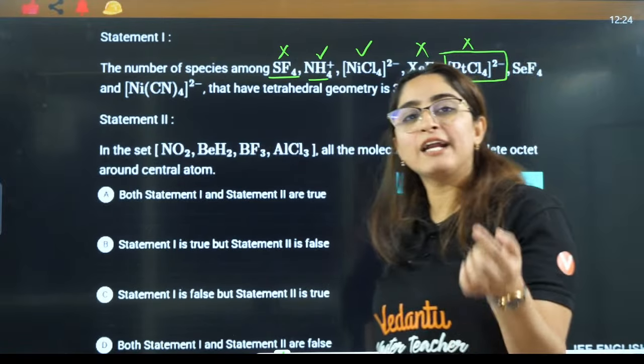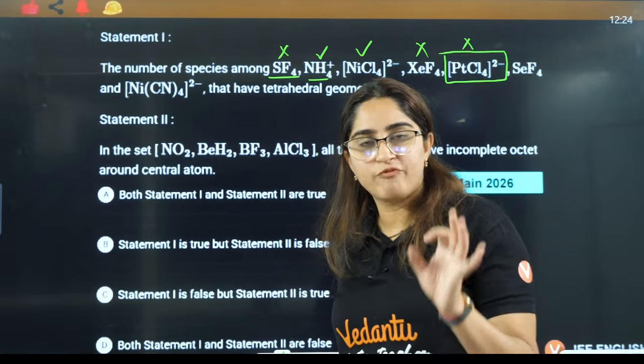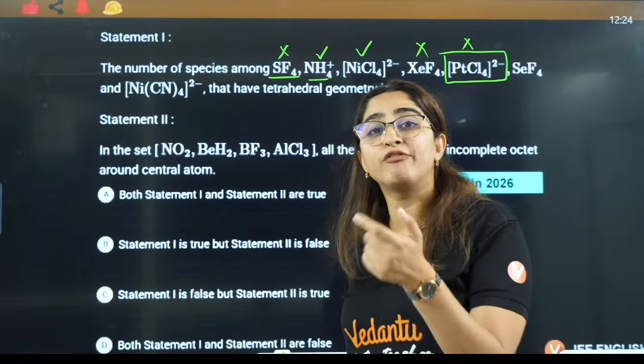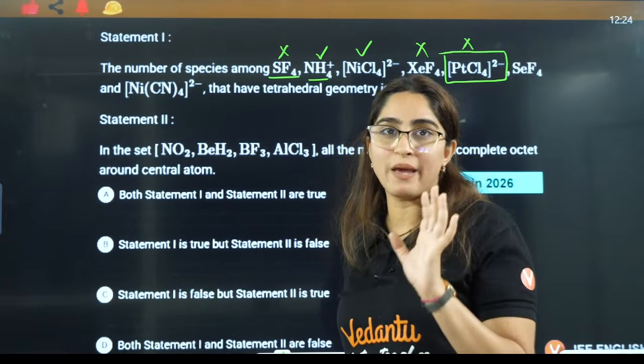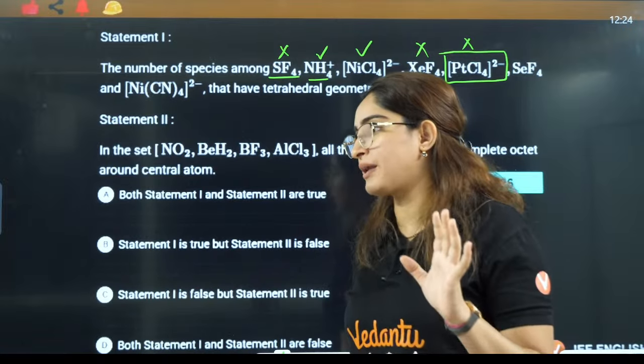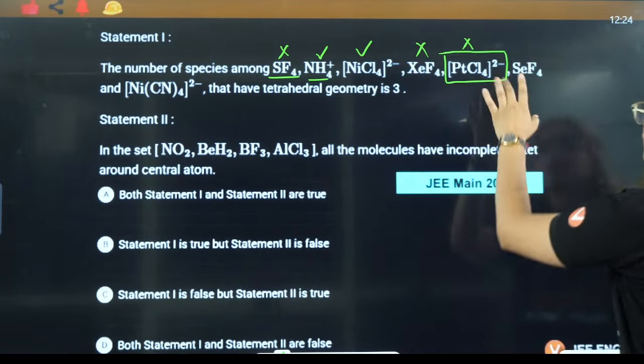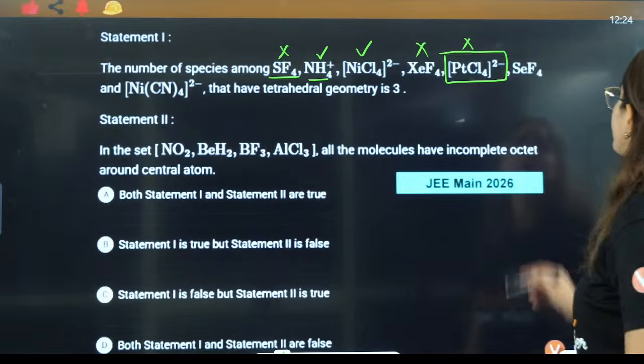In 4d and 5d elements, even if you have a weak field ligand, it will always cause pairing. So that is why this also cannot be tetrahedral; this will become dsp2.